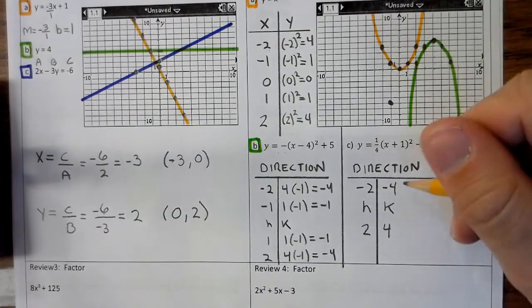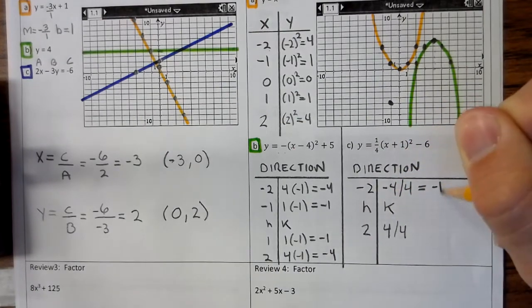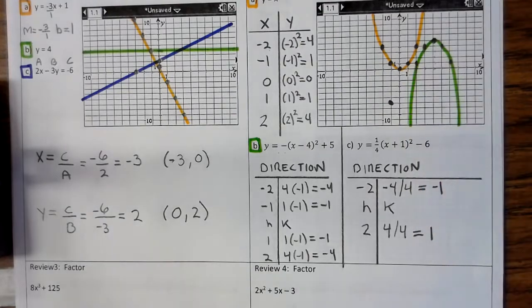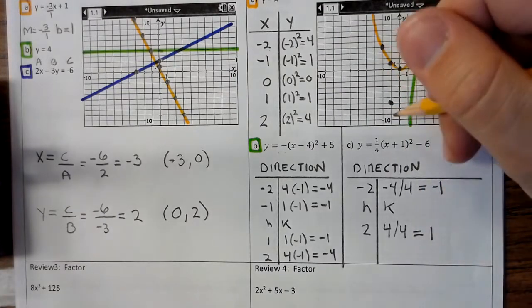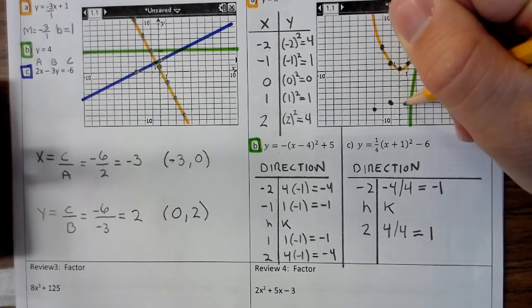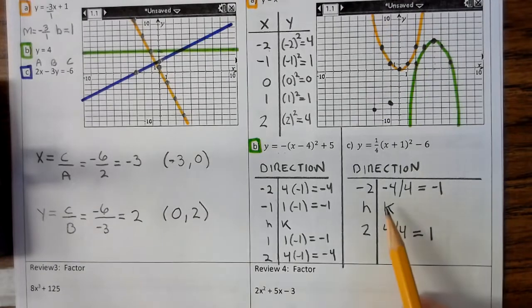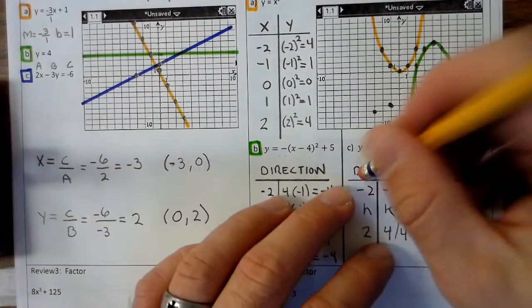Now we have to divide by 4. So that's -1 and that's +1. So we go left 2, down 1, and right 2. Wait, made a mistake somewhere. Hold on. Oh, that's why.